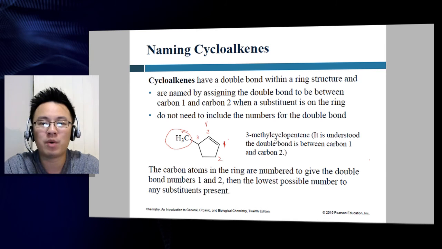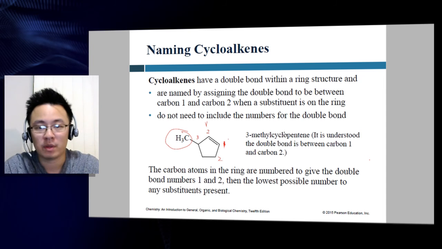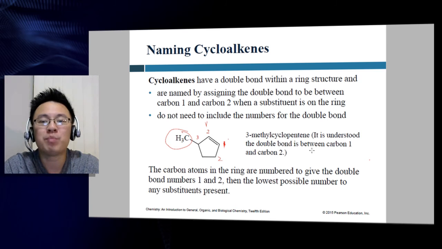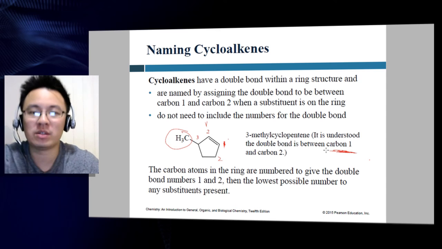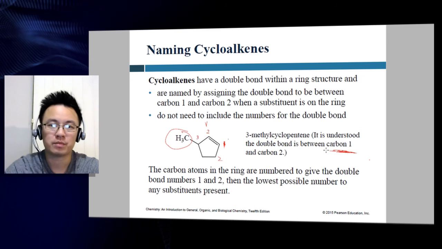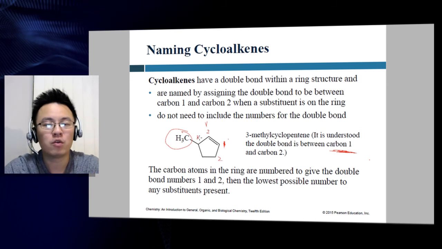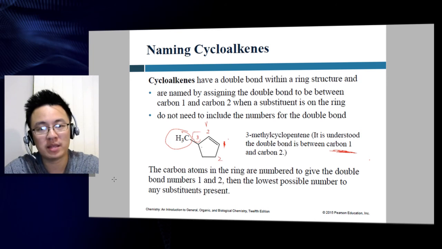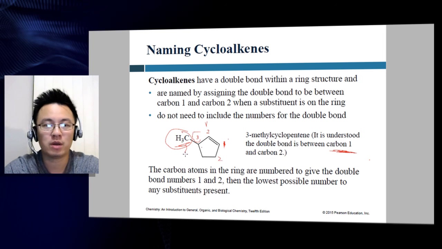This here would be an example of a cyclopentene. You could say cyclopent-1-ene. However, it's implied that the double bond is on that carbon 1 and that carbon 2. And then, of course, at the 3rd carbon on that cyclopentene ring, we have a methyl group. So the carbon atoms in the ring are numbered to give the double bond carbons numbers 1 and 2, and any substituent the lowest possible number.